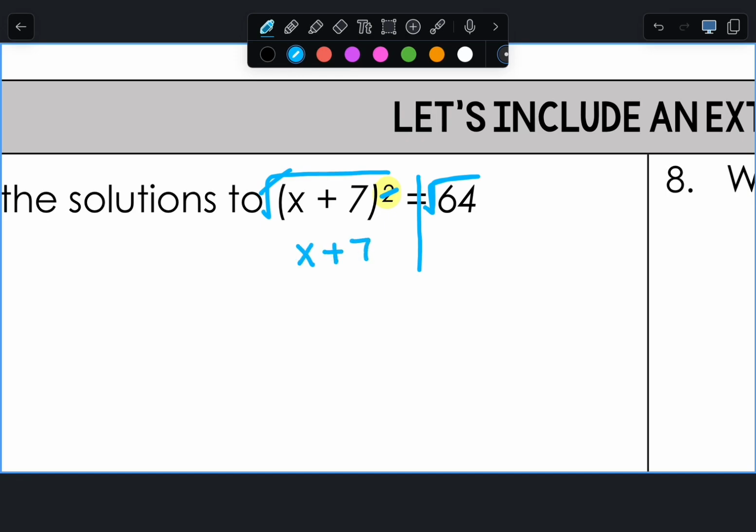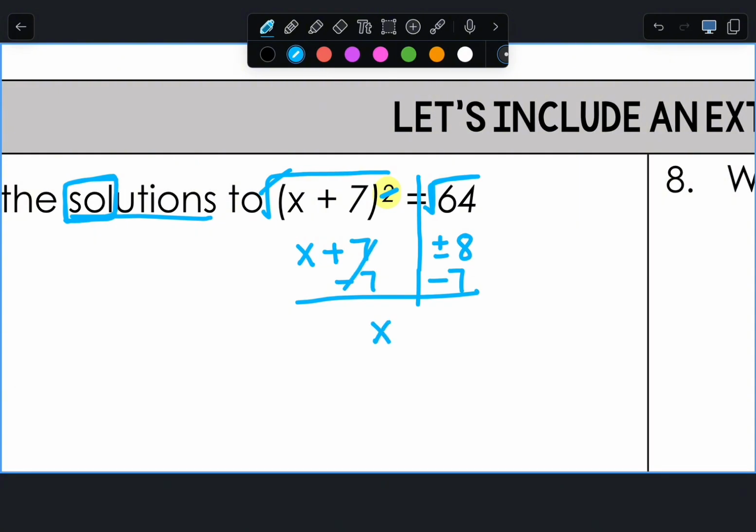The square root of 64 is? 8. Not just 8, negative 8. Positive negative 8, okay? But we are trying to find the solutions. To find the solutions, we're also trying to what? Solve, right? Now, to solve means to get x by itself. So how do I move the 7 over? Subtract the 7.